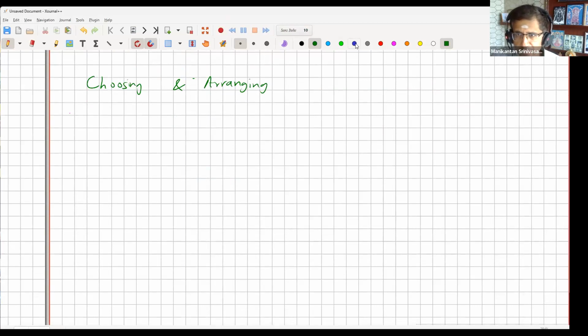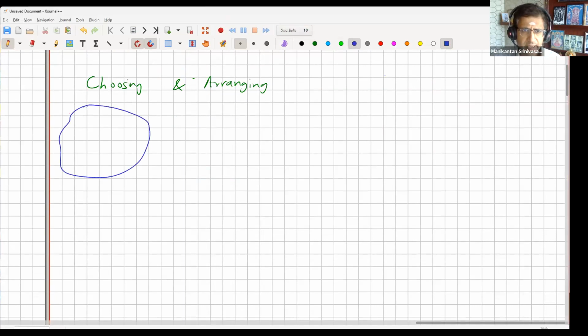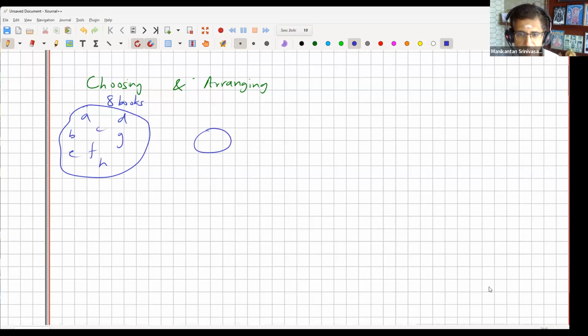So suppose there are 10 books, or okay, fine, 8 books: A, B, C, D, E, F, G, H. There are 8 books, of which I have to choose 3 books. I just want to make a grouping of 3 books. I want to pick 3 books. So again, there's no ordering. I just want to choose 3 books.